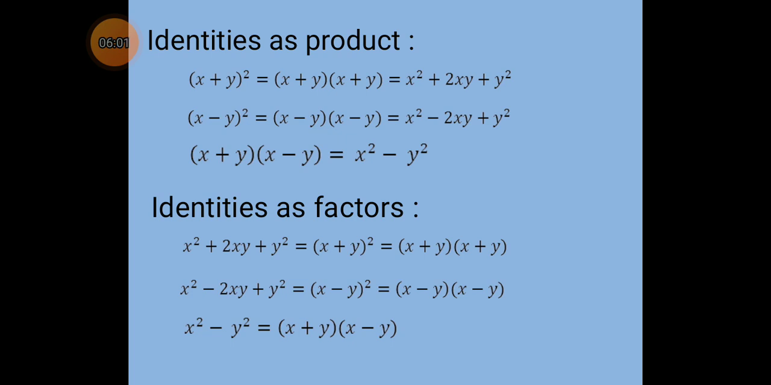This is nothing but called factorization. When we write the product in the reverse order, the product is written as the product of two binomials, then those two binomials are called the factors of the product. This is known as factorization.